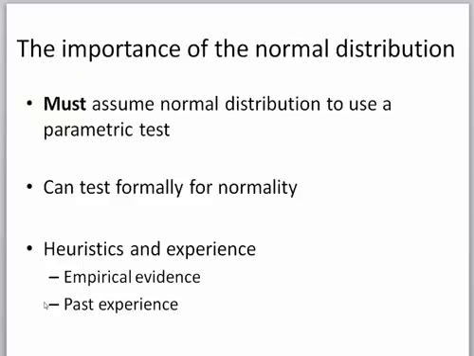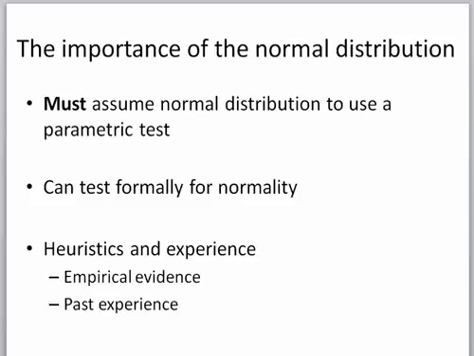So I mentioned this idea that we need to make sure that it's close enough to be a normal distribution that we can use a parametric test. And I mentioned this idea that we can also formally test for that using a variety of different methods. And if we test for it, and we determine that our distribution is close enough to normality that we can assume it's normal in the broad sense, then we can use those parametric tests.